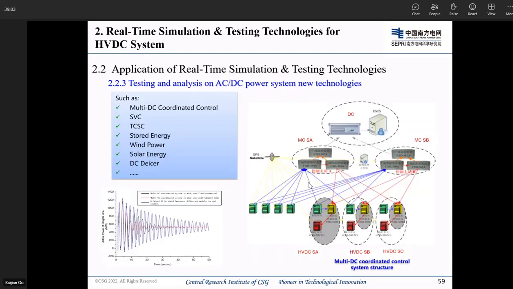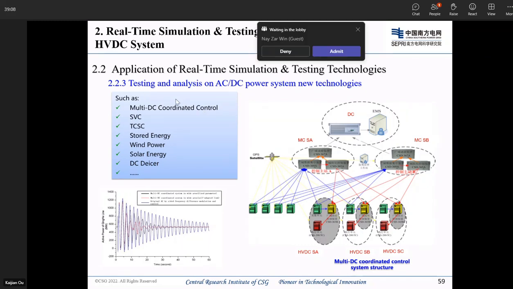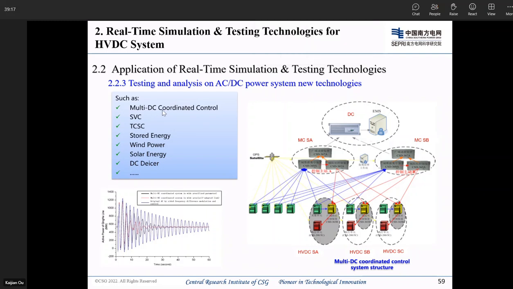And also another use is testing and analysis of new technology, like master HVDC coordinating control, SVC control, TCSC, energy storage, wind power, solar power, DC de-icing, and so on. There are many kinds of new technology. We use RTDS to study and test them.